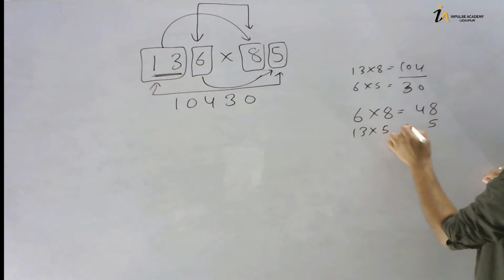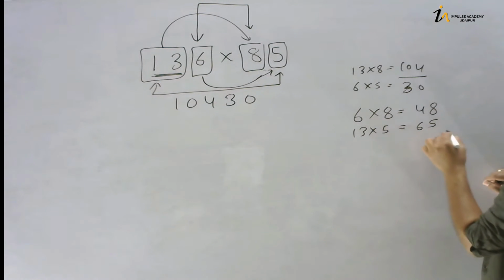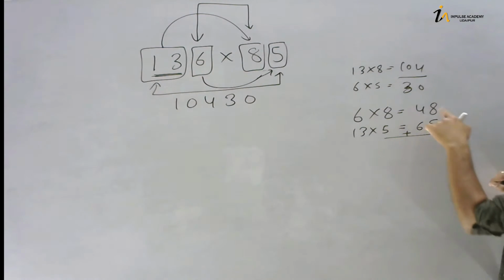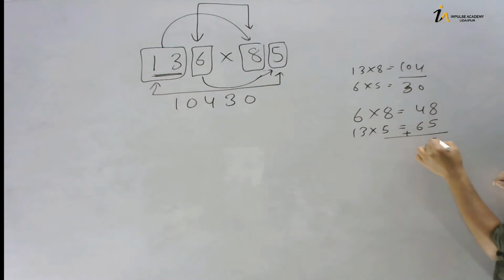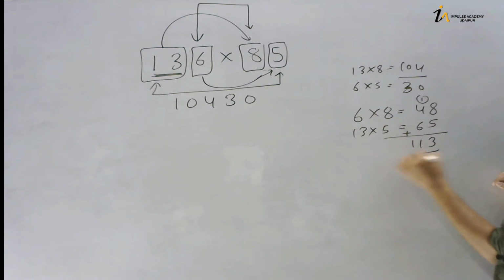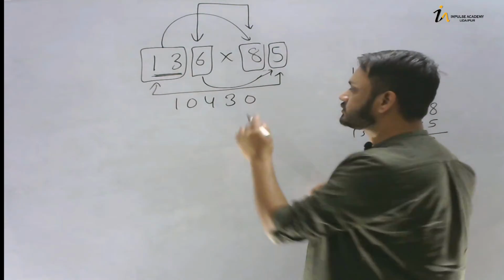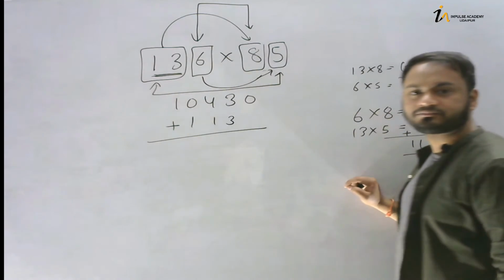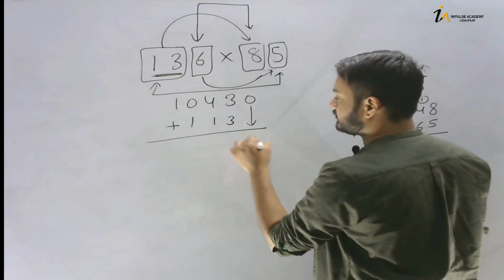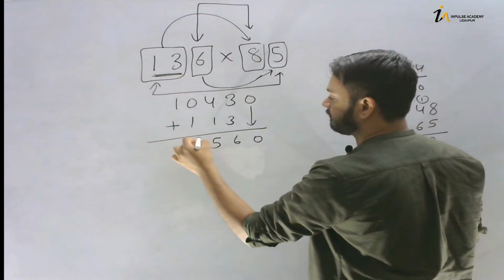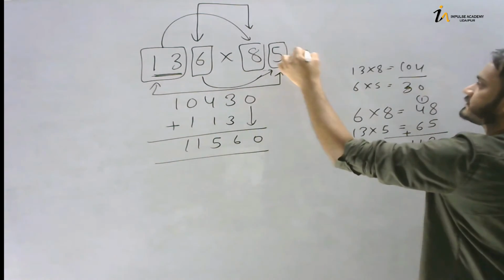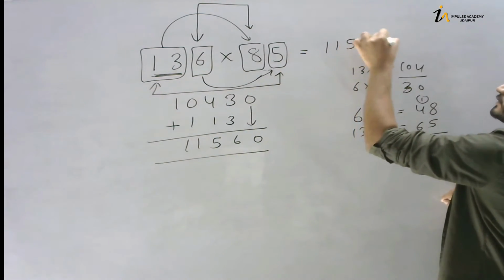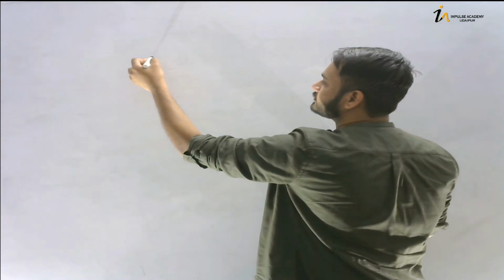13 multiplied with 5: 5 threes are 15, 1 carry, 5 ones are 5, plus 1 is 6, so 65. Now add these two numbers. So 8 plus 5 is 13, which gives 113. Leaving just the unit place, you write 113 and add them, and you will get the answer, 11560. 11560 is the answer.